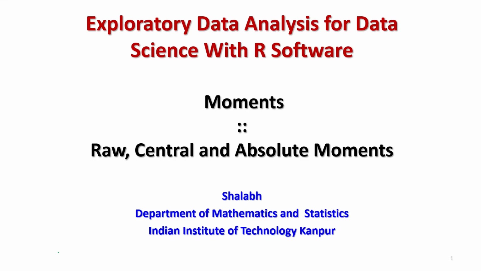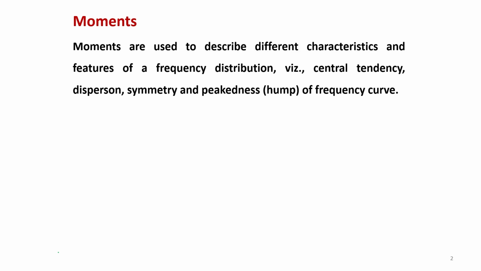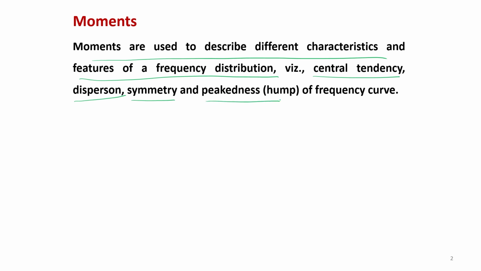In this lecture, we are going to talk about the raw moments, central moments, and absolute moments. So the first question that comes here: what is a moment? A moment is only a statistical function which is used to describe different types of characteristics and features of the frequency distribution. For example, these moments can reflect the central tendency of the data, dispersion or variability, symmetric nature, or peakedness of the frequency curve. Peakedness means hump, right?